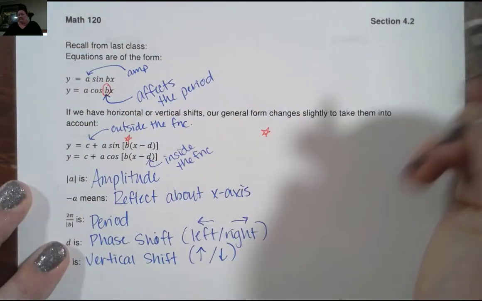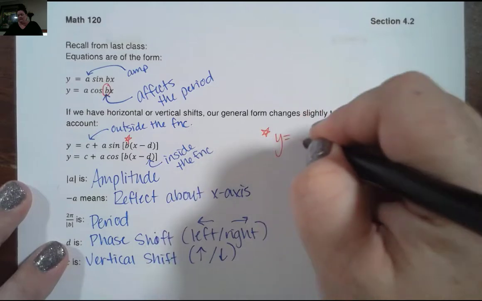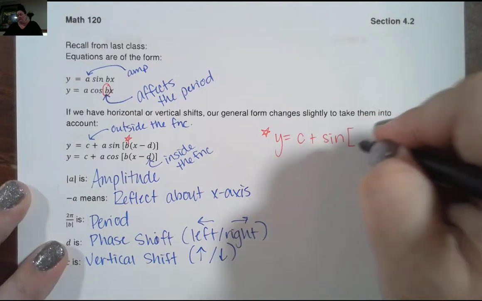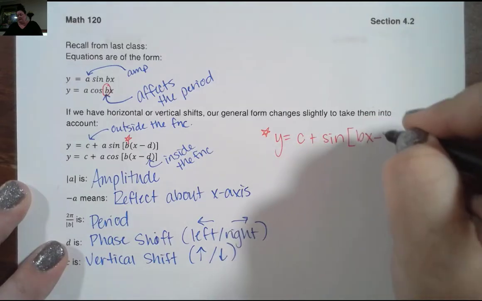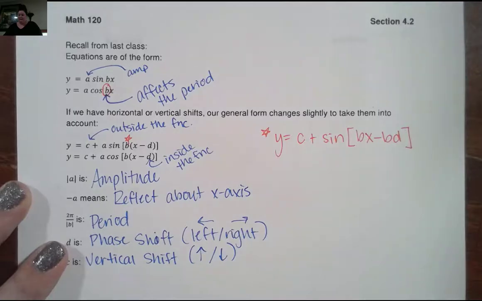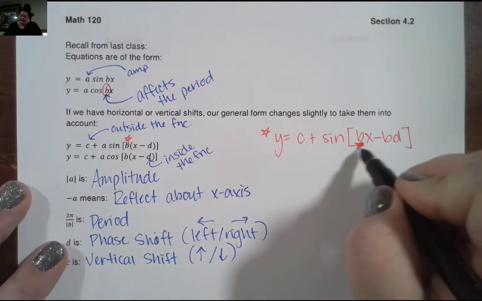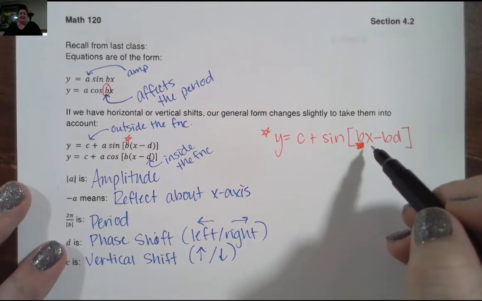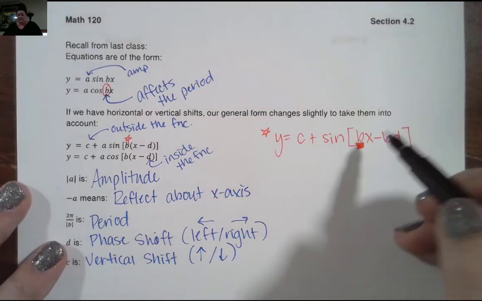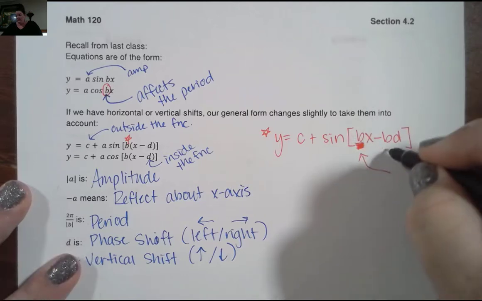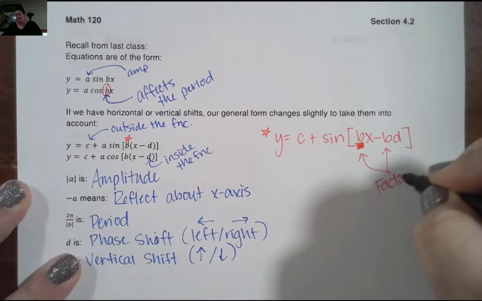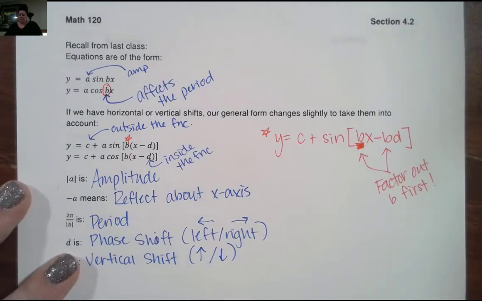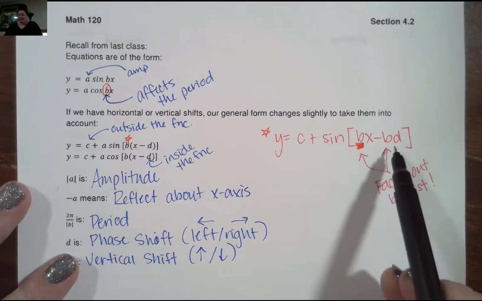If we have something like y is equal to c plus the sine of bx minus bd, okay? If there's any type of thing being multiplied on the x, okay, so if this is anything other than just a plain x, if there is a number in front of that x, then what we have to do is we need to factor out b first, okay? So just within these little brackets, I'm going to factor the b out.